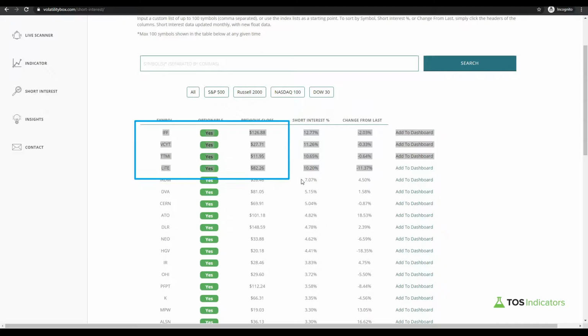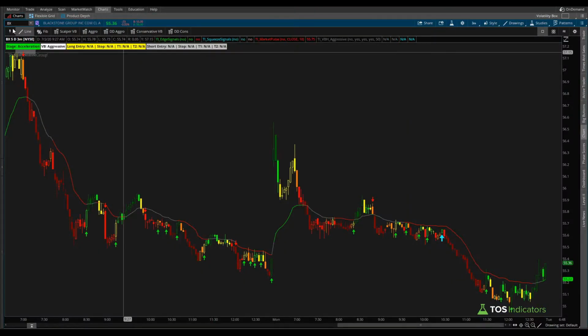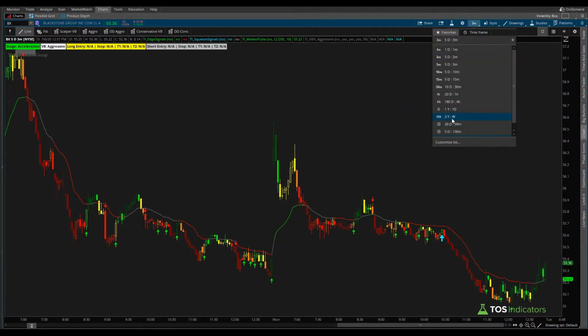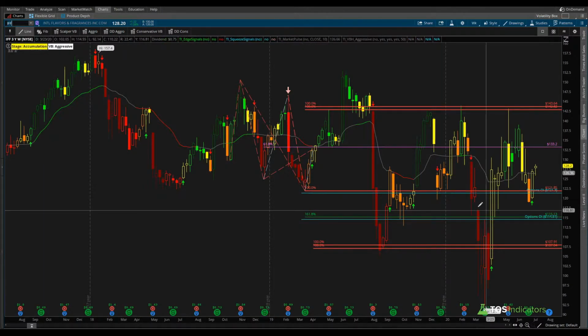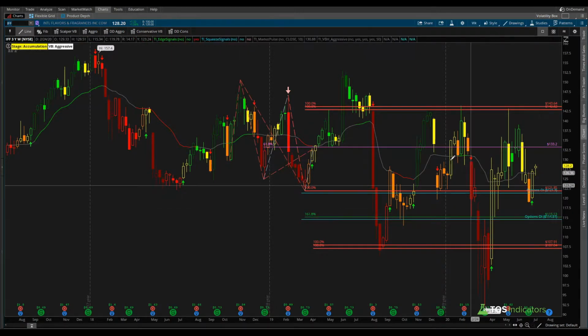So now let's take a look at each of these four charts. We have IFF, VCYT, TTMI, and LITE. Coming back to ThinkOrSwim here, let's switch over to a weekly chart. The first symbol we had was IFF. If we take a look at IFF on the weekly, we did have our edge signal, but the market pulse doesn't necessarily look like it's turning bullish for us.